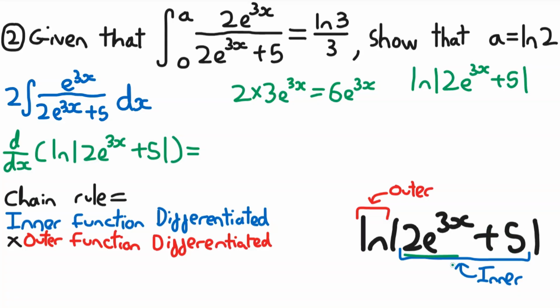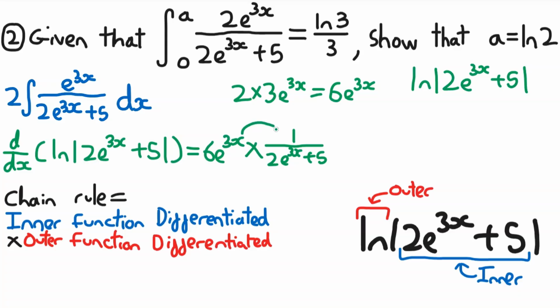This plus 5 just goes away, and we show when we differentiate 2e to the power of 3x, we get this 6e to the power of 3x like this here, and then this is going to be multiplied by the outer function differentiated, which is this natural log differentiated. When you differentiate a natural log, it's going to be 1 over, and then remember we keep this constant, so it's going to be 1 over the 2e to the power of 3x plus 5 like this here.